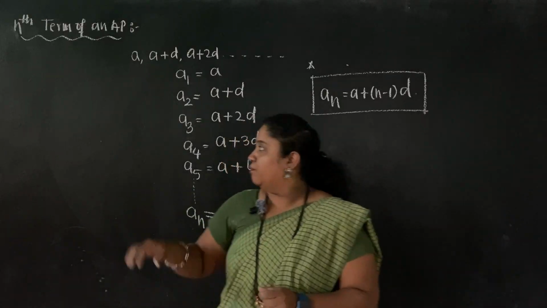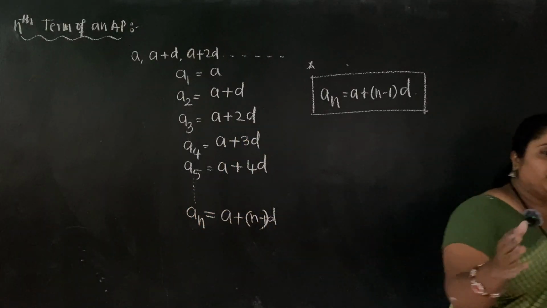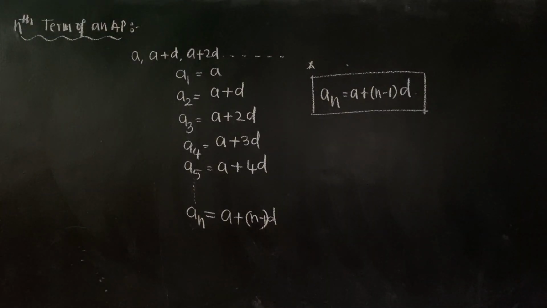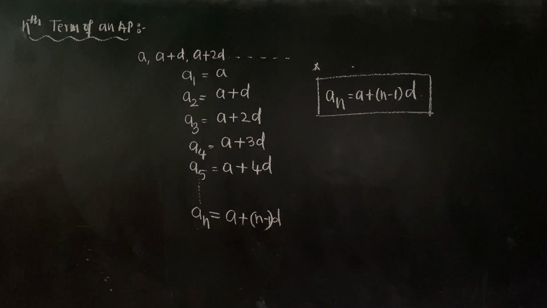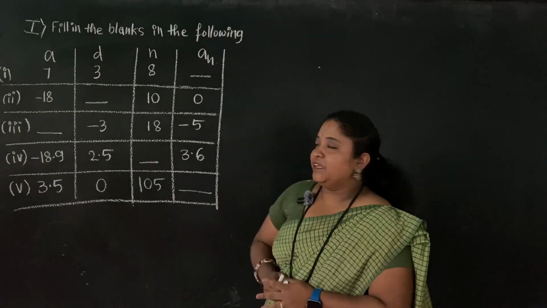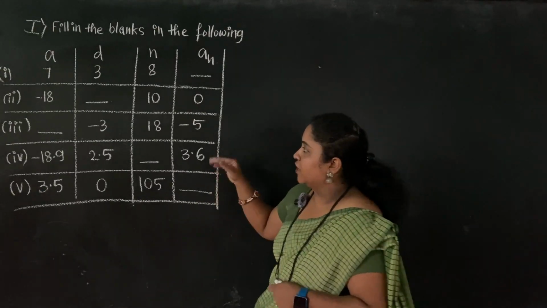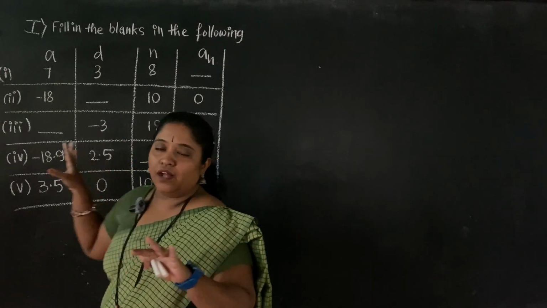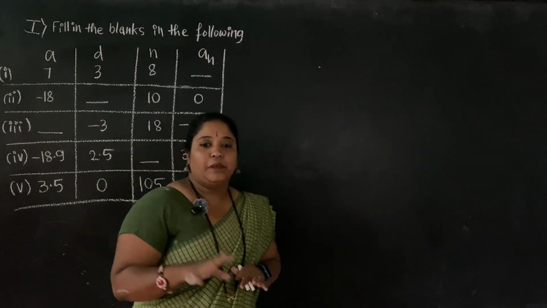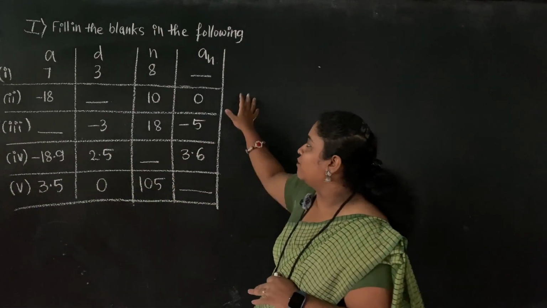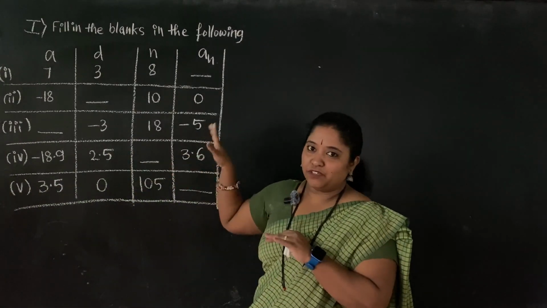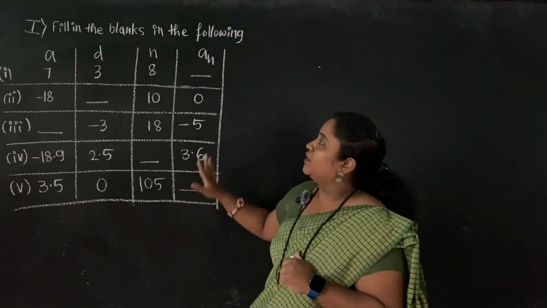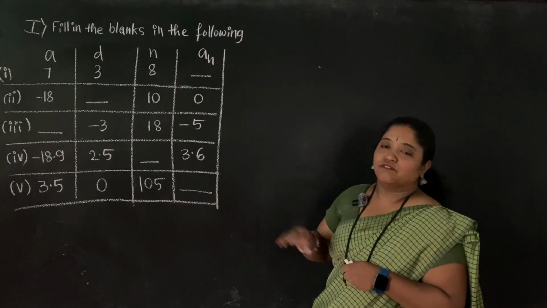Dears, we will be starting with the exercise part. Now you are thorough with the formula an is equal to a plus n minus 1 into d. Now we'll have the first question, which is on the board. What is the first question? Fill in the blanks in the following table.